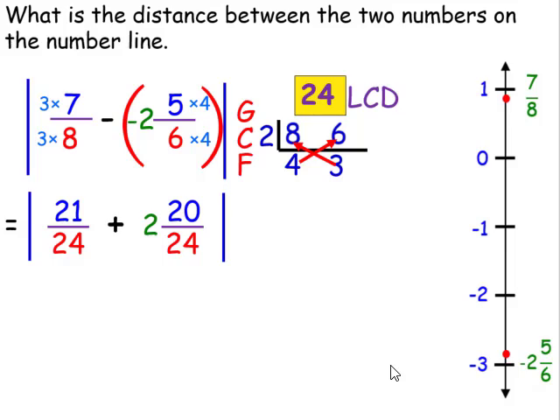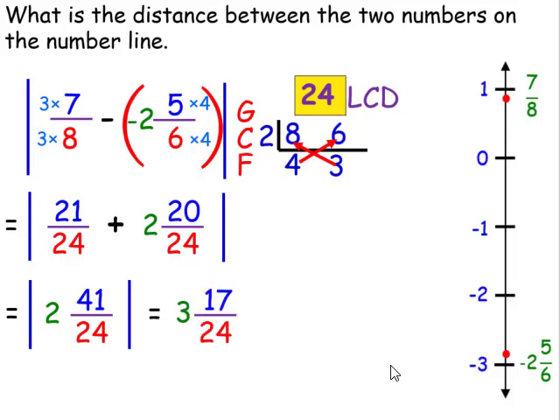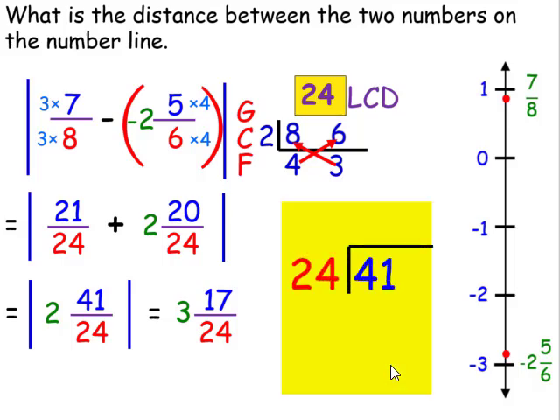Now, since we have the same denominator, we can add our numerators, and we get 41 over 24, and 2 plus 0 is 2. This is an improper mixed number. We'll have 3 and 17/24. We could always divide to see how we arrived at our answer. 24 goes into 41 one time. 1 times 24 is 24. When we subtract, we're left with 17. Our remainder is the numerator of our fraction.